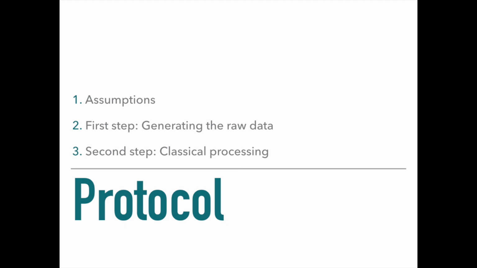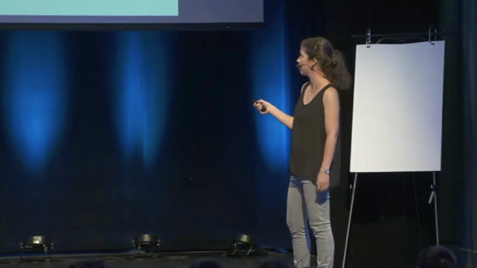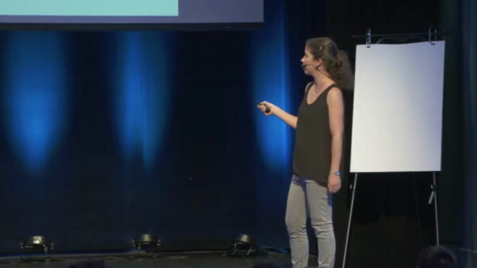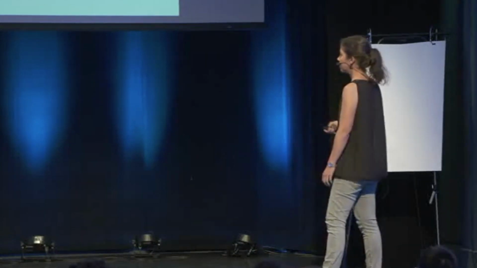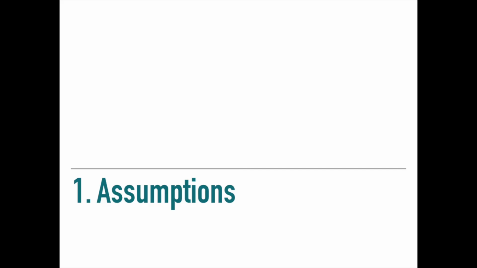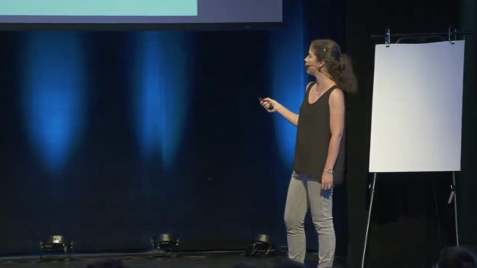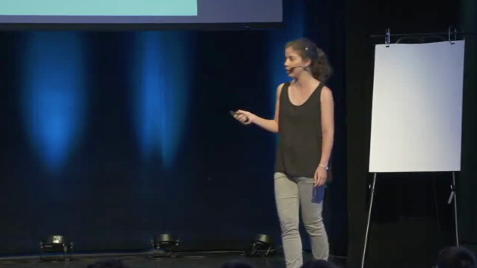So what is the structure of the protocol that we consider? Let me start with the assumptions. The protocol is basically a combination of two main steps. The first one is generating the raw data, and the second one is some classical post-processing. The assumptions are basically similar to what Norbert mentioned yesterday. These are the standard assumptions that we're also using in the device-independent case.